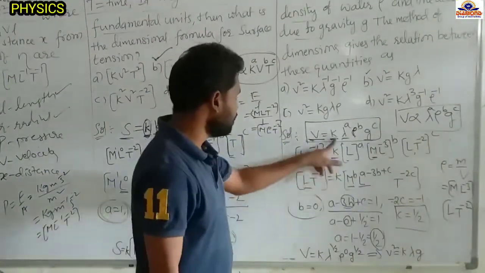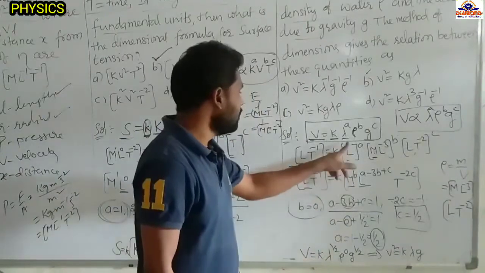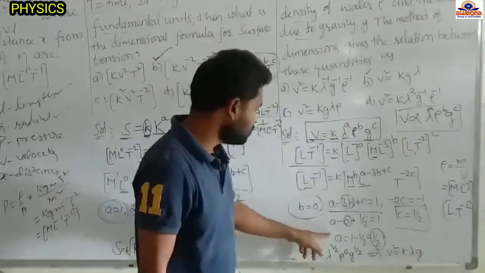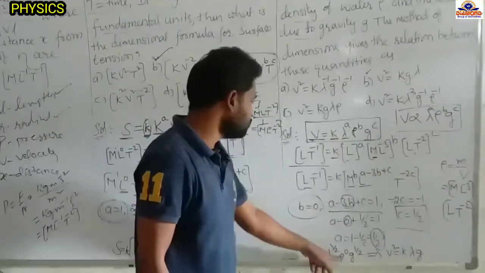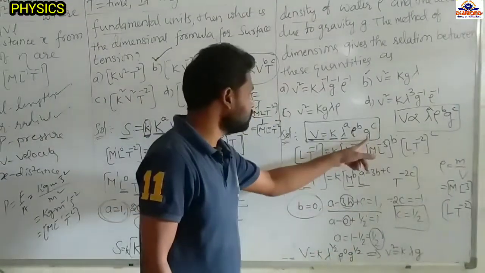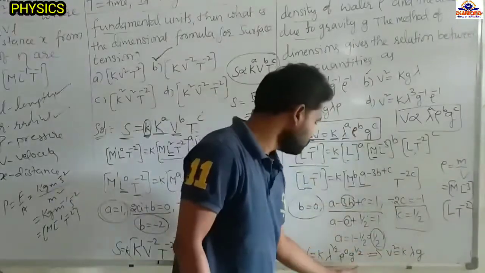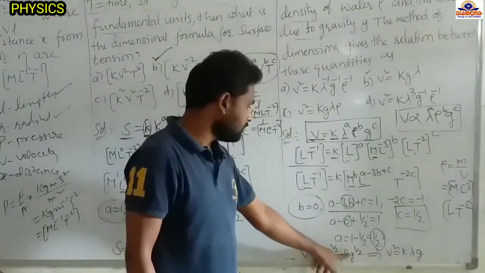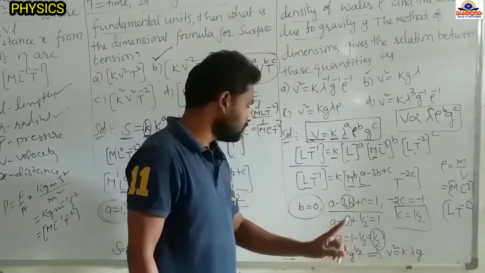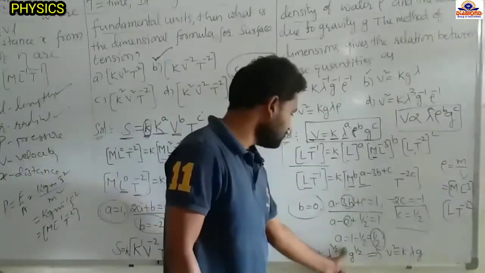So v equal to k, the dimensional constant, into lambda power a value, which is 1 by 2, density rho power b value is 0, so rho power 0, and g power c value is 1 by 2. So now here lambda power 1 by 2, rho power 0 means nothing, something power 0 equal to 1. Okay, no need to consider this one, g power 1 by 2.